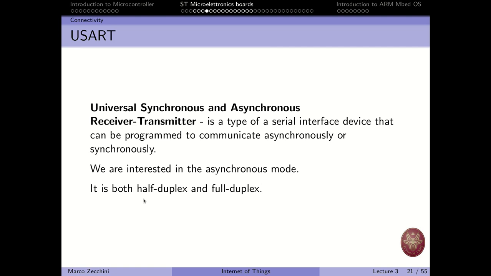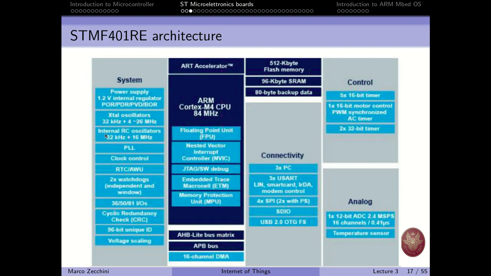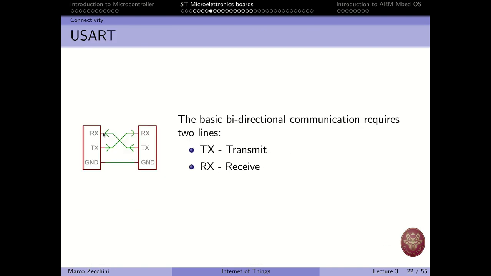Okay, and it is both half duplex and full duplex. You may wonder why, but you're going to see how, and it's very simple to understand. This is the wiring that a UART communication requires. So these here are the pins that I showed you before in this slide. In order to achieve this kind of communication, you need to connect a transmitting pin to a receiving pin, and vice versa, a transmitting pin to another receiving pin for achieving full duplex.